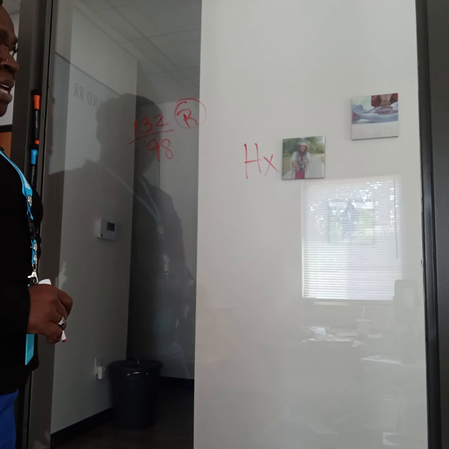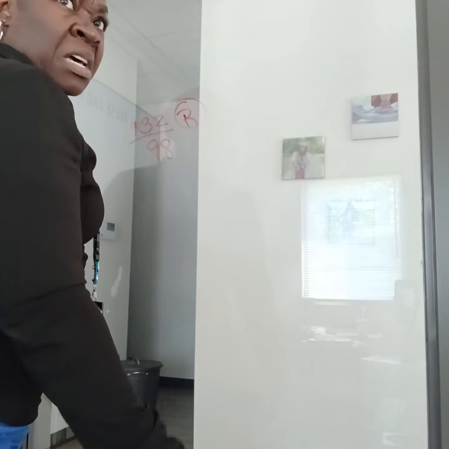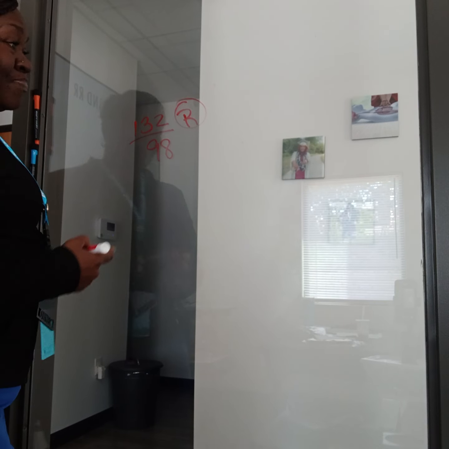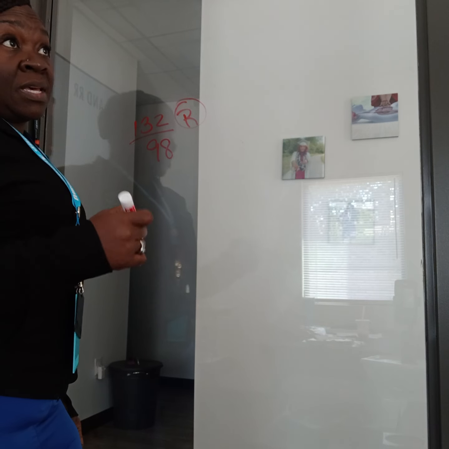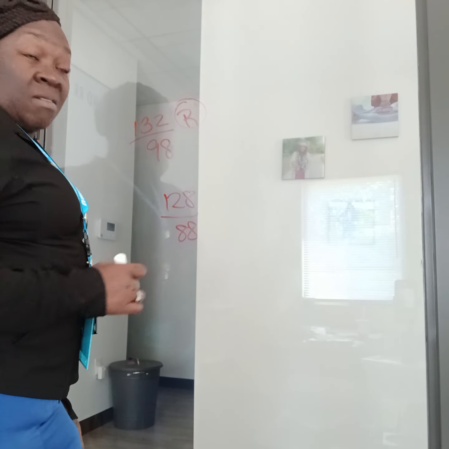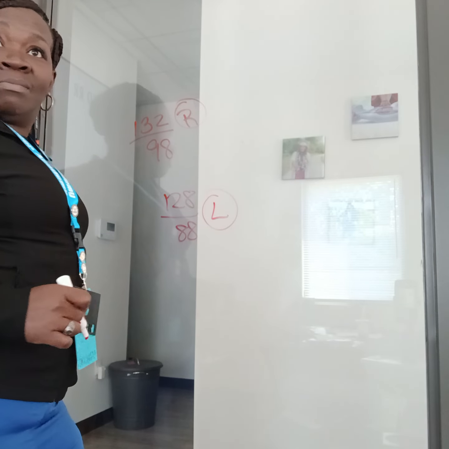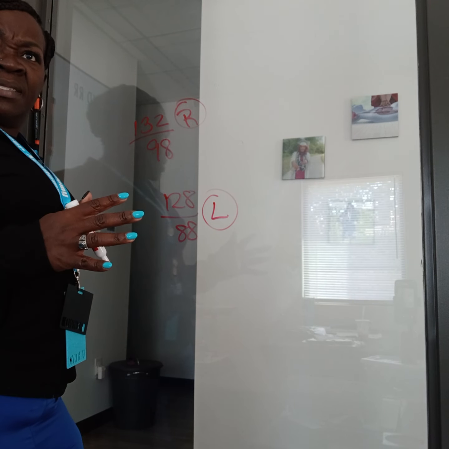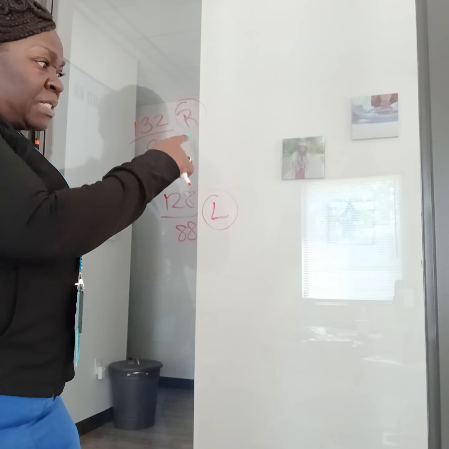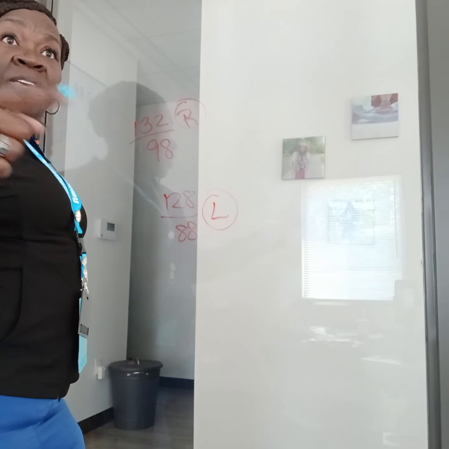Why do you think it's important to document which arm you took the blood pressure on? That can be different. If the provider says, I don't like that number, go ahead and retake it, and you take my blood pressure again and it is 128 over 88, but you took it on my left arm now. Does that make sense? So that's the purpose of documenting which arm, just like when we give injections, we have to document which arm we gave that injection on.